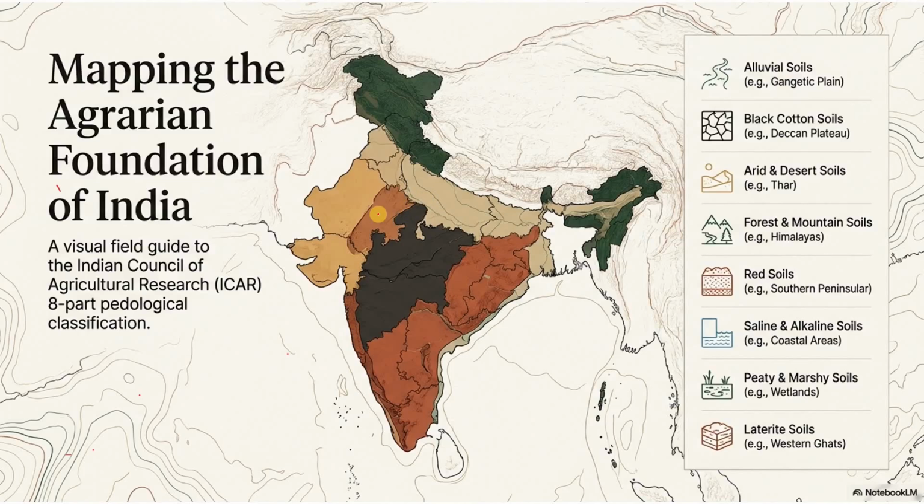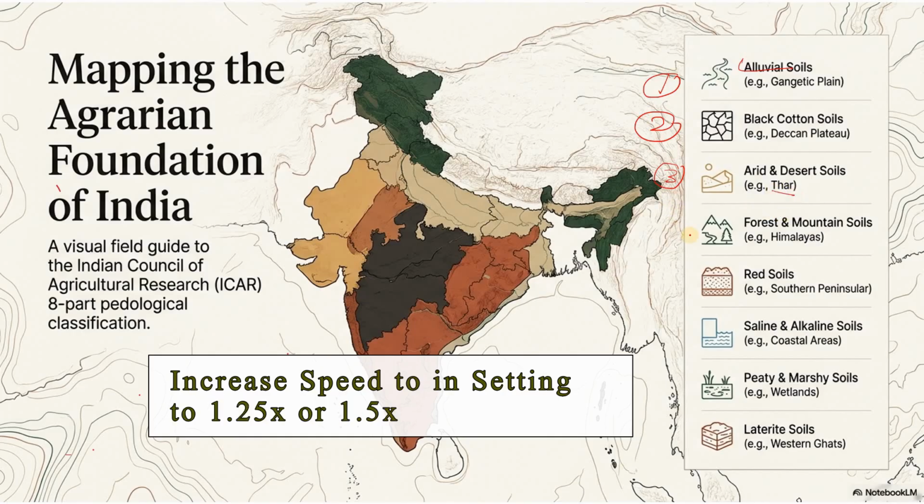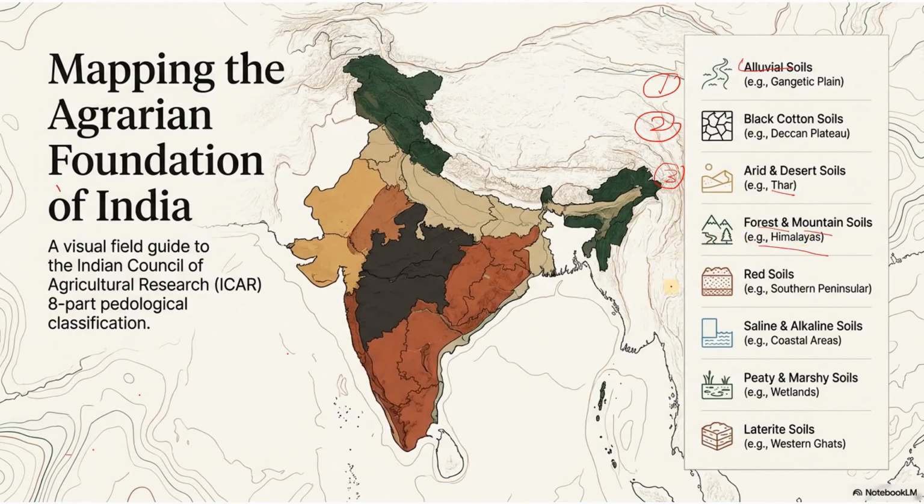Hello dear students, in today's video we will study the soil types of India. There are basically 8 soil types found in India. One is alluvium soil, second is black cotton soil, also known as Regur soil, third is the arid soil and desert soil, which is found in the Thar desert. Fourth is the forest soil or mountain soil, which is found mostly in the Himalayas.